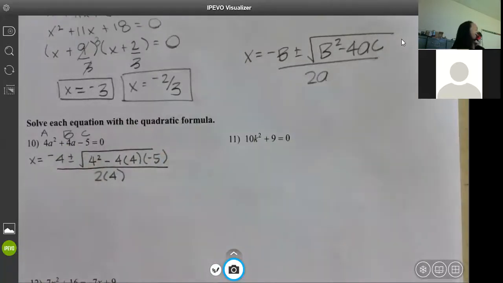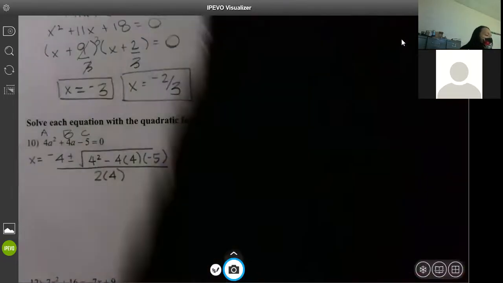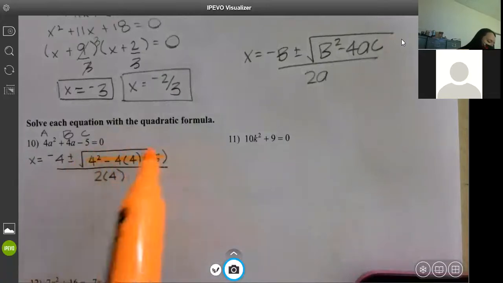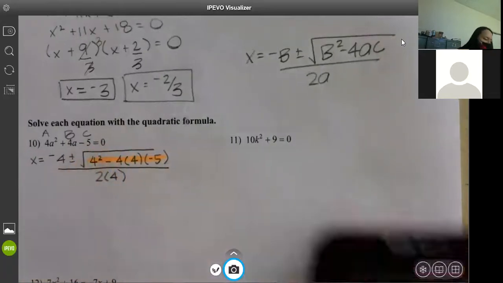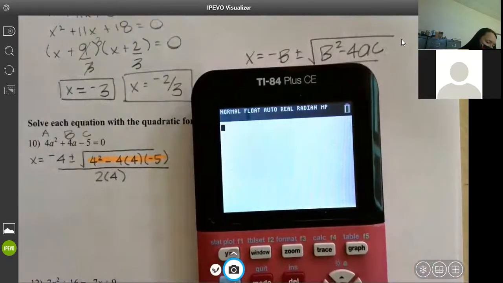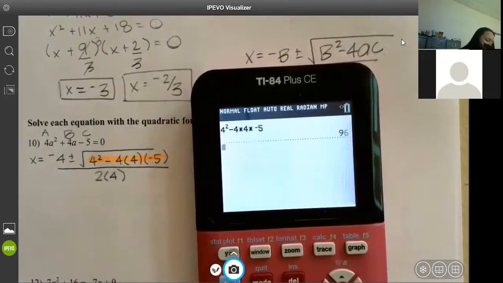Also another one where the GCF does not matter. If you don't do the GCF before you start, that's fine. It'll just have bigger numbers. That's all. Remember, we only do what's under the radical. Do not put that square root sign in. So we're doing 4 squared minus 4 times negative 5.